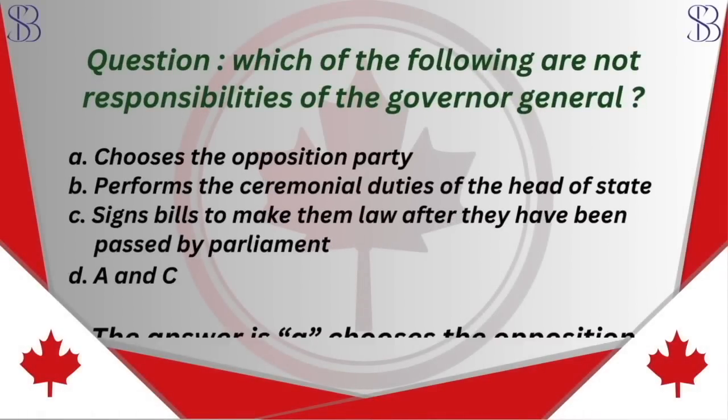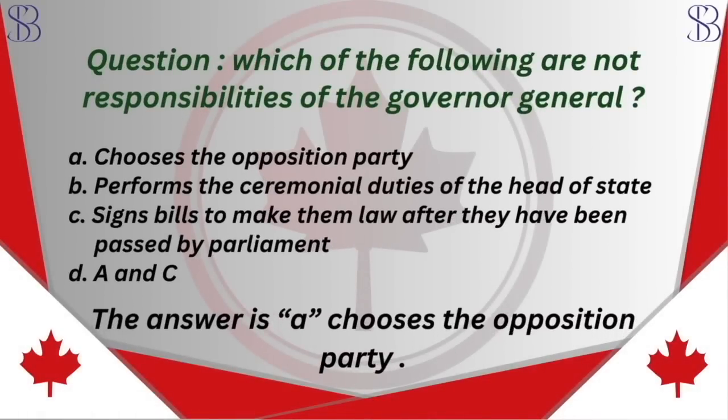Question. Which of the following are not responsibilities of the Governor General? A. Chooses the opposition party. B. Performs the ceremonial duties of the head of the state. C. Signs bills to make them law after they have been passed by Parliament. D. A and C. The answer is A. Chooses the opposition party.